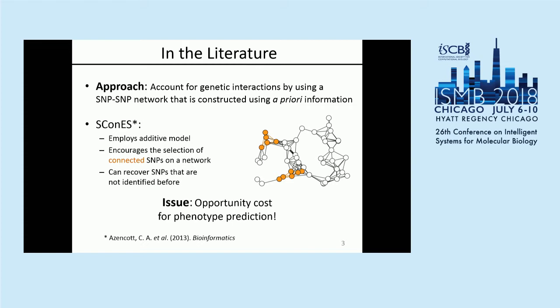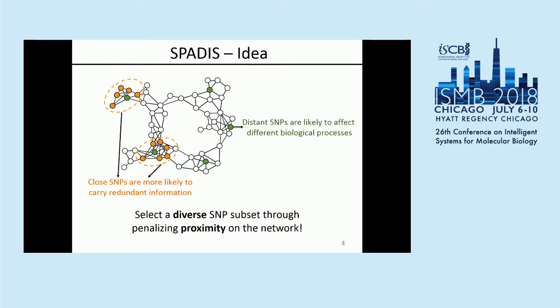The issue, however, is the opportunity cost for the purposes of phenotype prediction. Now, let's look at why. Encouraging the selection of connected SNPs leads to the selection of close SNPs on the network. And the close SNPs are actually more likely to carry redundant information because they are more likely to be in highly correlated haplotype blocks, which are inherited together.